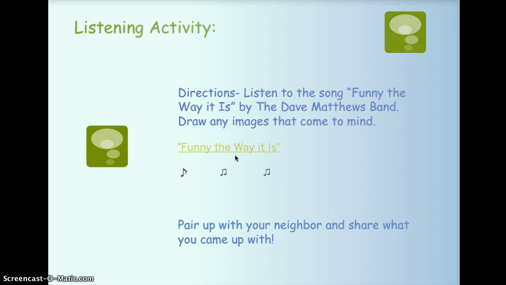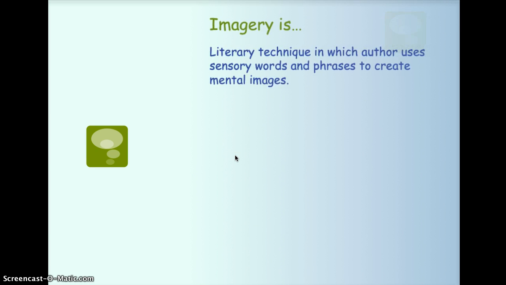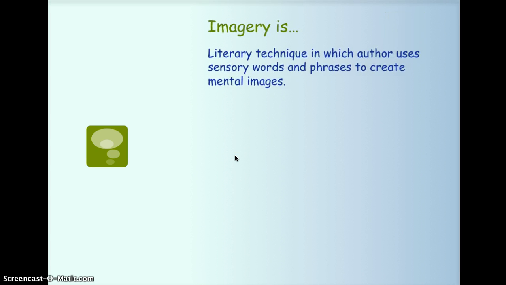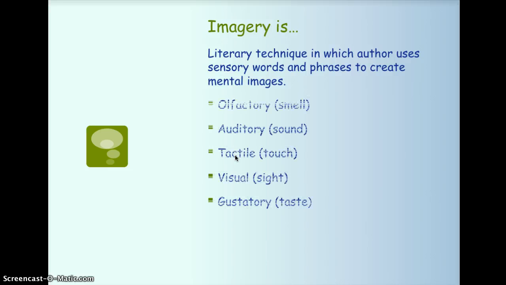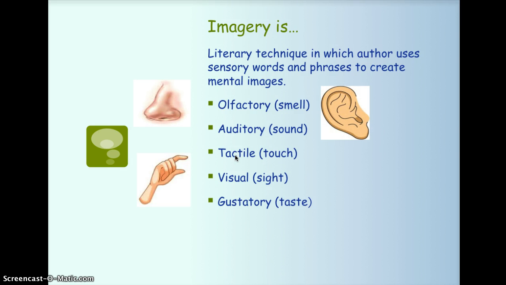So at this point, I'm going to go ahead and define imagery. Imagery is a literary technique in which an author uses sensory words and phrases to create mental images. So we have olfactory, auditory, tactile, visual, and gustatory.